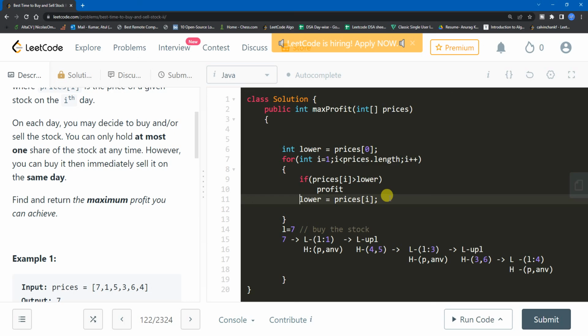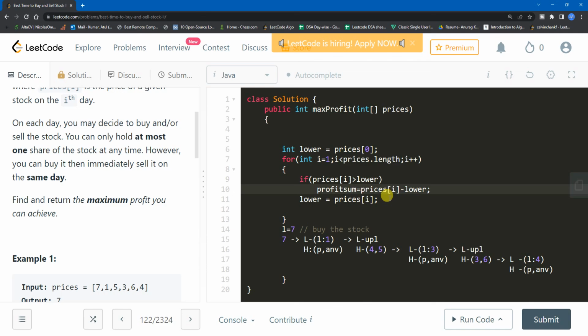And right now, how can we calculate the profit? It is simply prices of i minus the lower value, that means 5 minus 1 gives you 4. Also, you need to add all those profits every time. So why not use another variable, profit sum.